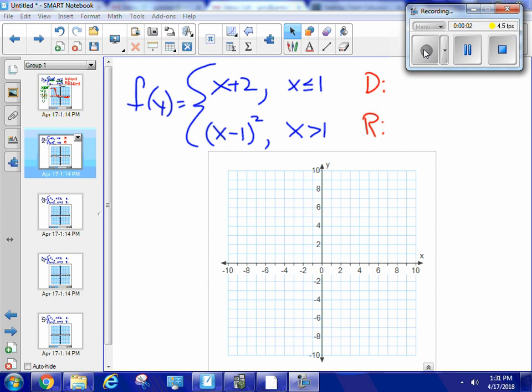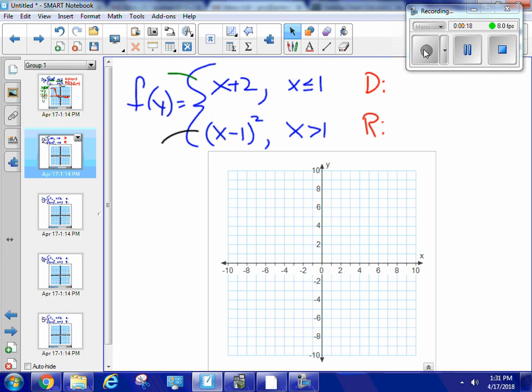Let's graph a piecewise function. This piecewise function is going to have two pieces. I'll use the green one for the left function and the black one for the right function, if I remember.